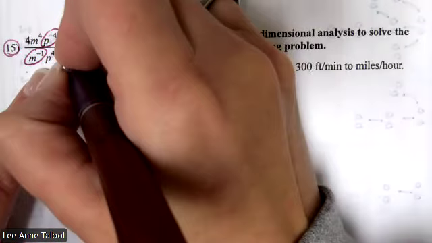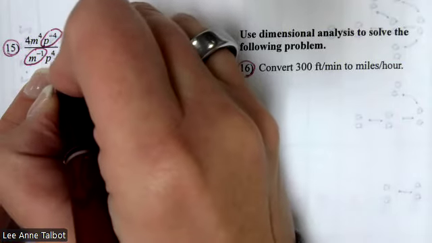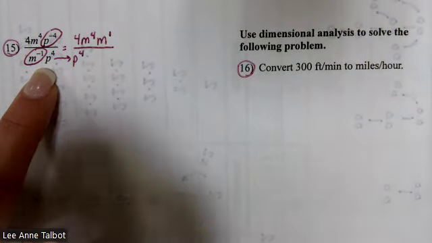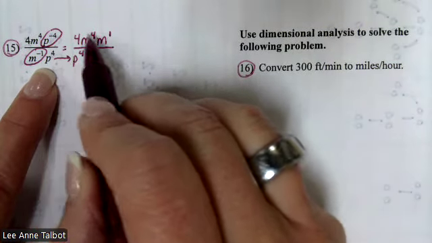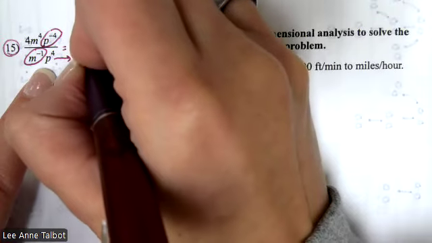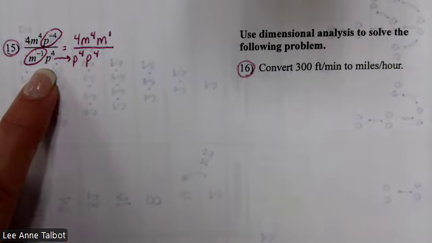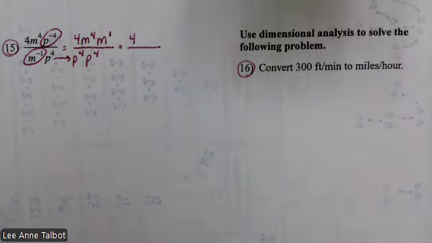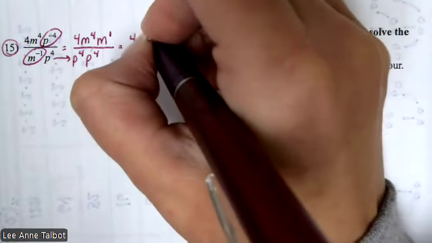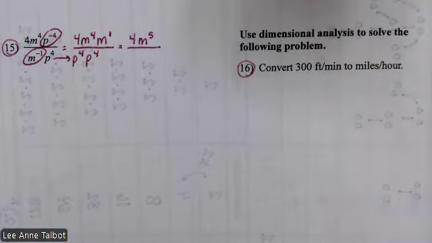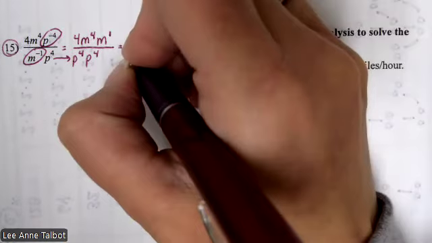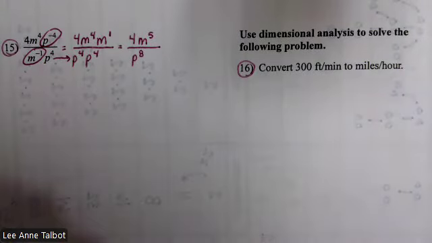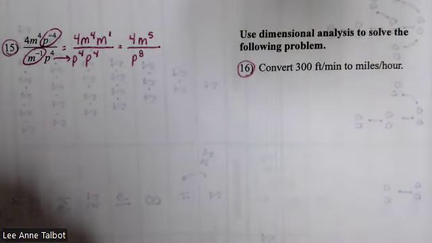Okay, p to the fourth. This p to the fourth is going to stay on the bottom. This p to the negative fourth is going to come to the bottom and become p to the positive 4. Okay, so now I have 4. How many m's do I have on the top? 5. And how many p's do I have on the bottom? 8. And that's as far as I can go in that problem.